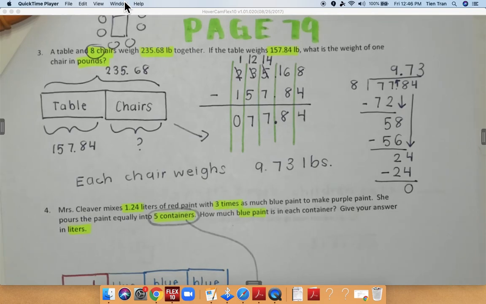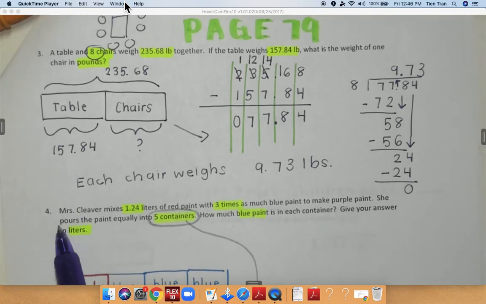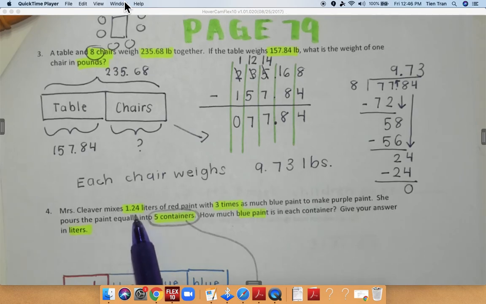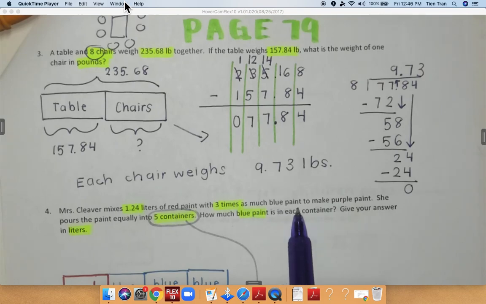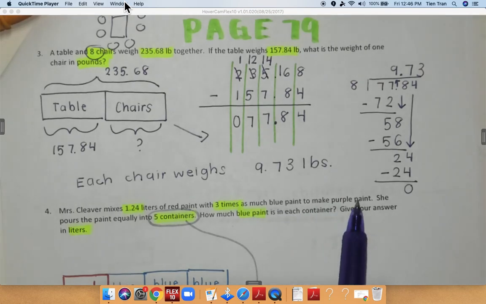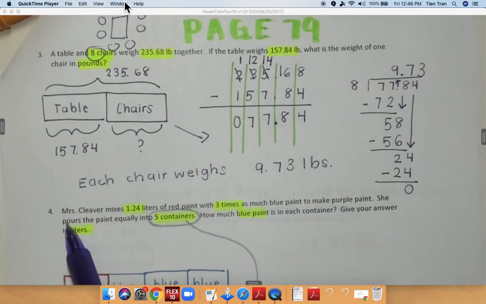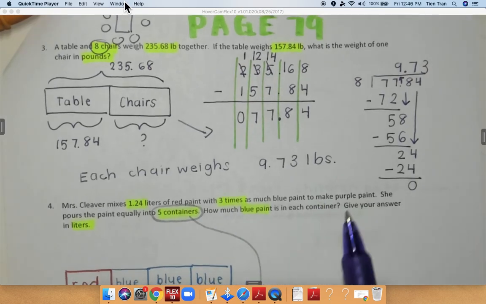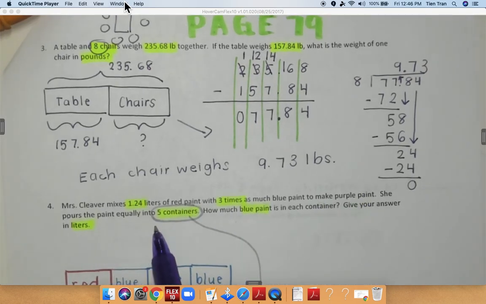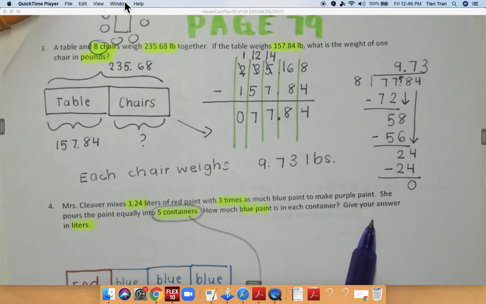Now, we're going to move on to problem number 4. Mrs. Clever mixes 1.24 liters of red paint with 3 times as much blue paint to make purple paint. So I'm picturing in my head this lady who is named Mrs. Clever, and she's mixing red paint and blue paint together to make purple paint. Ooh, purple paint. So she pours the paint equally into 5 containers. How much blue paint is in each container?